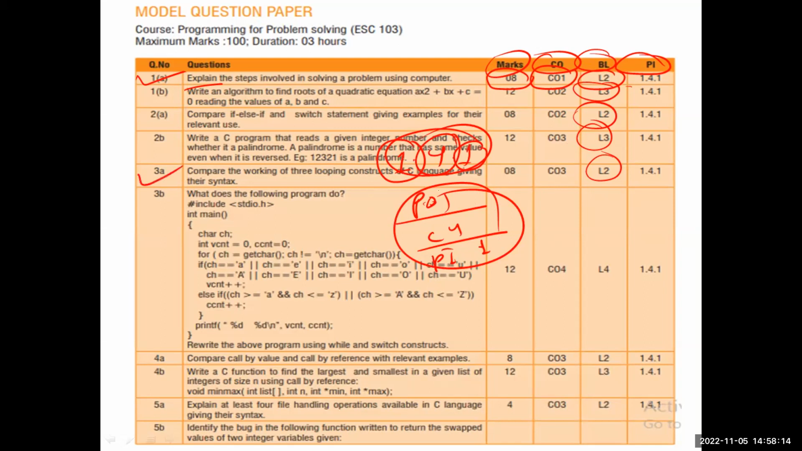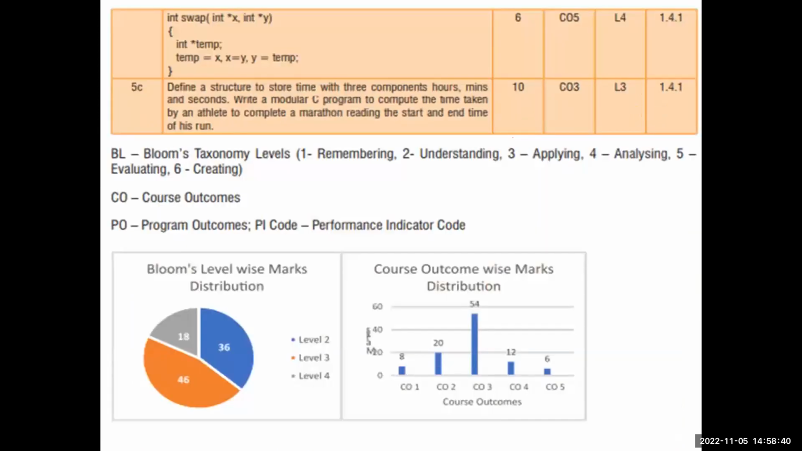Similarly, question number 3 has CO3, but it is related to L2, and it's related to L4. The question is related to some programs and all. So that kind of thing is there. This kind of columns will also come in coming days, or you will have to map your question paper with respect to COs, Bloom's level and performance indicator also, right? So that's a kind of change. Another example I'm going to put, yeah, some questions for that, which is left again.